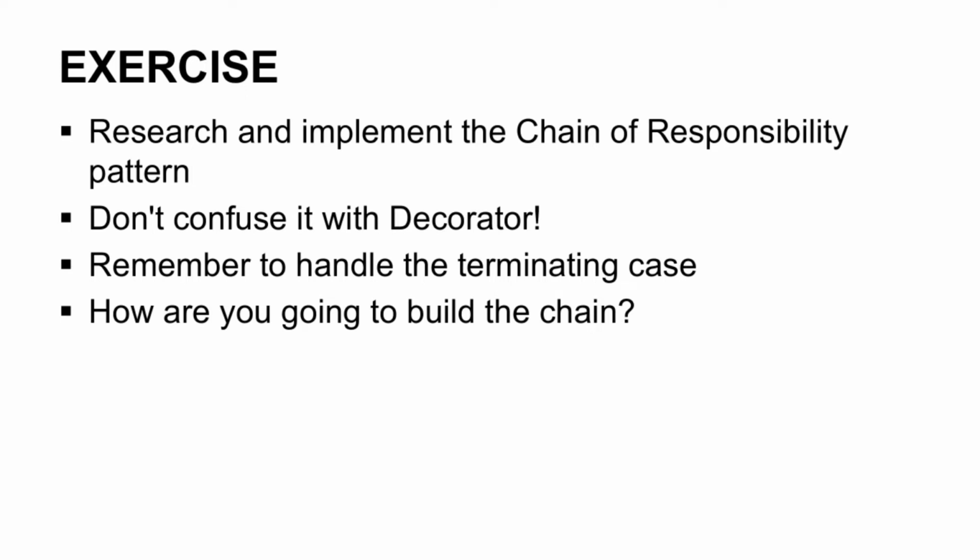First, make sure that you don't confuse chain of responsibility with decorator, both of which are implemented using a chain of objects, but which have different intents. Secondly, what's going to happen if a request reaches the end of the chain without being handled? And lastly, think about how you're going to build the chain and link the individual objects together. You can find a sample implementation for this exercise in the working files for this chapter.